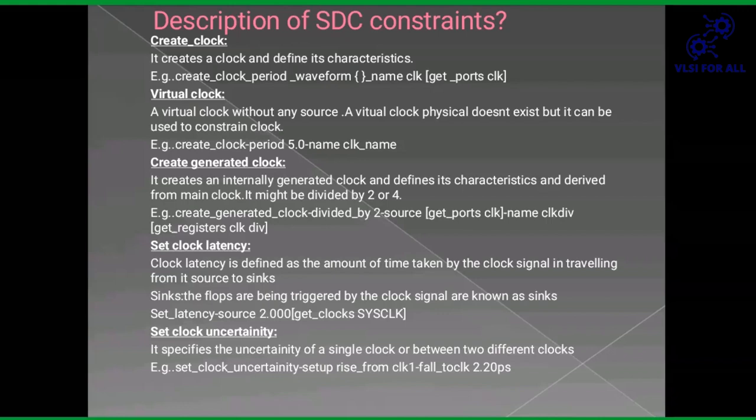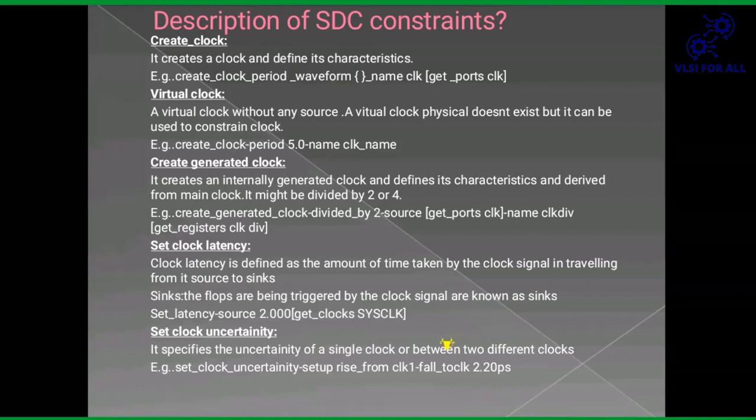Here on this page I have explained create clock, virtual clock, create generated clock, set clock latency, and set clock uncertainty. So why do we use create clock? To create a clock and define its characteristics, we use the create clock constraint. And how do we write the command? create_clock, we have to define its period, waveform, name of the clock, and port of the clock.